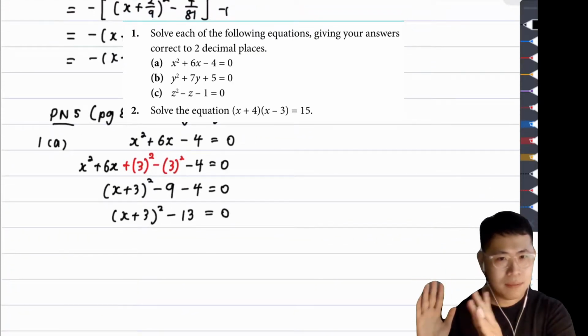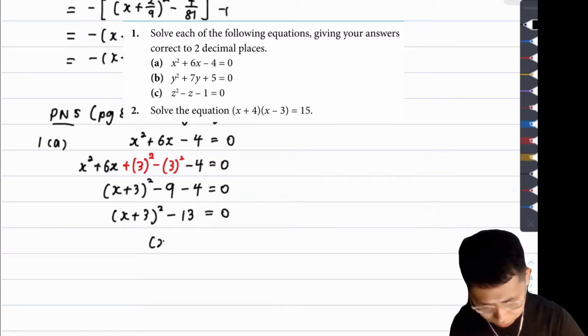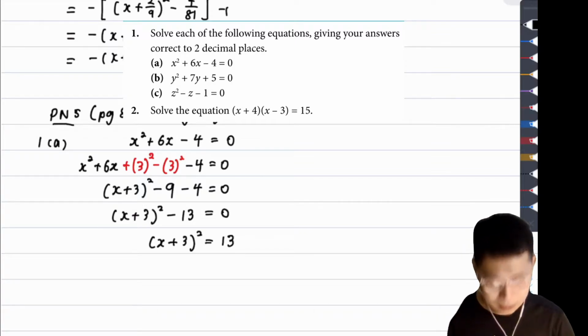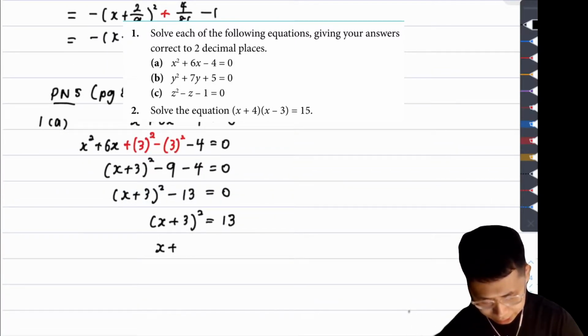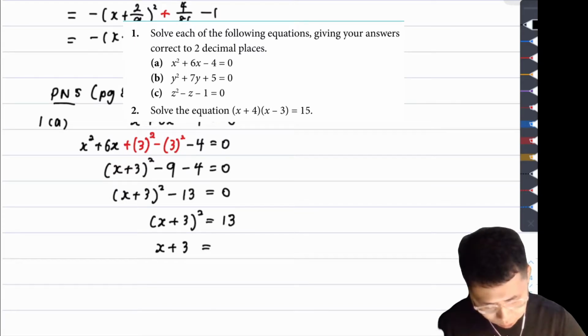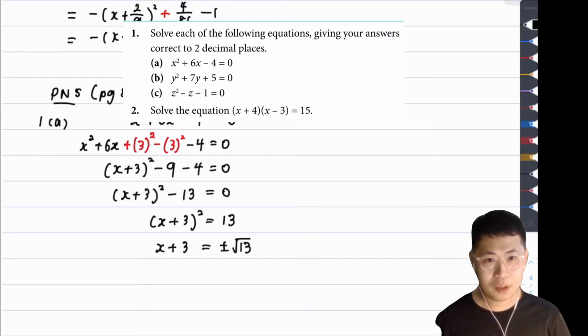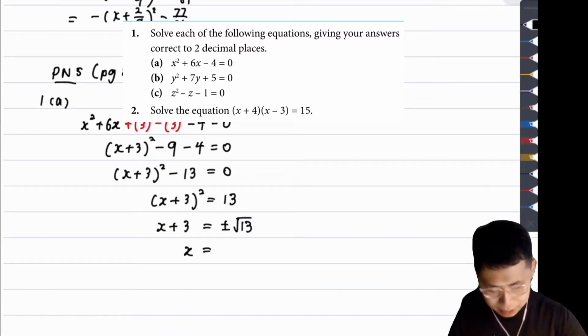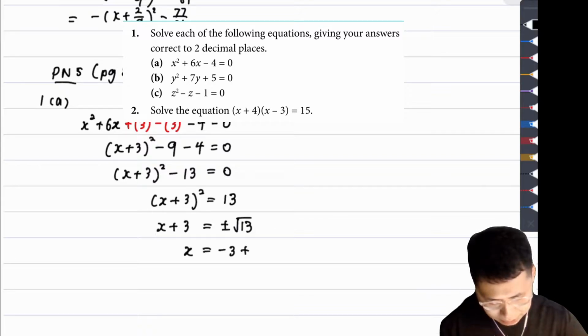So the 13, move to the other side. We have x plus 3 squared equals 13. Then square root: x plus 3 equals plus or minus square root of 13. Then our x equals, move the 3 to the other side, negative 3 plus root 13 or minus root 13, either one.